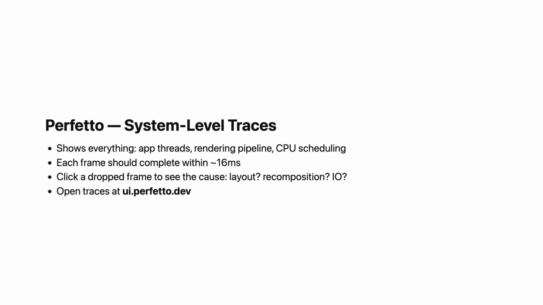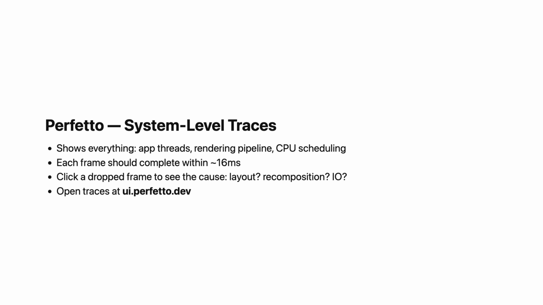In the trace, look for your app's main thread. Each frame should complete within about 16 milliseconds. If a frame takes longer, you will see a gap, a dropped frame. Click on the frame to see what happened. Was it a slow layout pass, a long recomposition, a main thread I/O call? Perfetto gives you the timeline for every thread and every system service so you can see exactly what caused the delay.